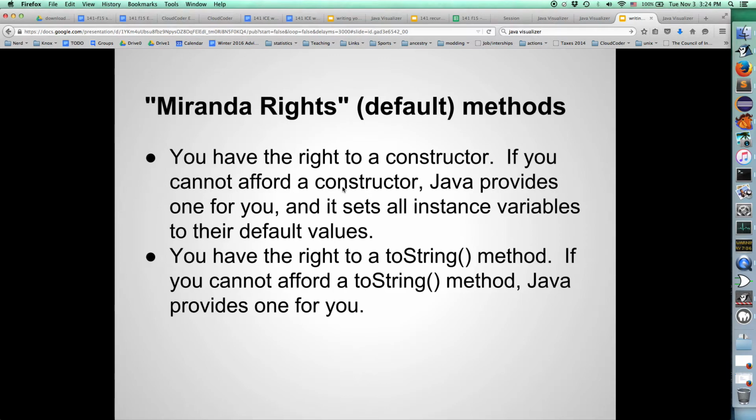So I call the default constructor and the default toString the Miranda rights, because you have the right to a constructor and the right to a toString method, but if you can't afford one or choose not to provide one, Java's going to provide one for you. You have to have a constructor and a toString method, even if you don't want to write it yourself. The problem is the default constructor and the default toString method are the simplest thing that Java can possibly provide for you. It's not in the business of getting you amazing toString and constructor representation. So if you want a really good constructor and toString method, you've got to write it yourself.